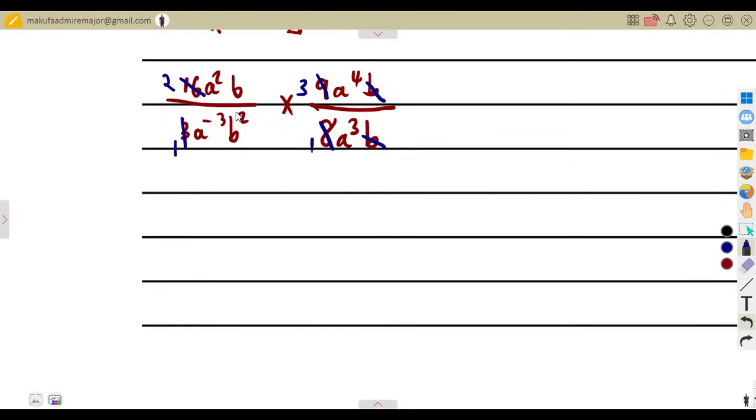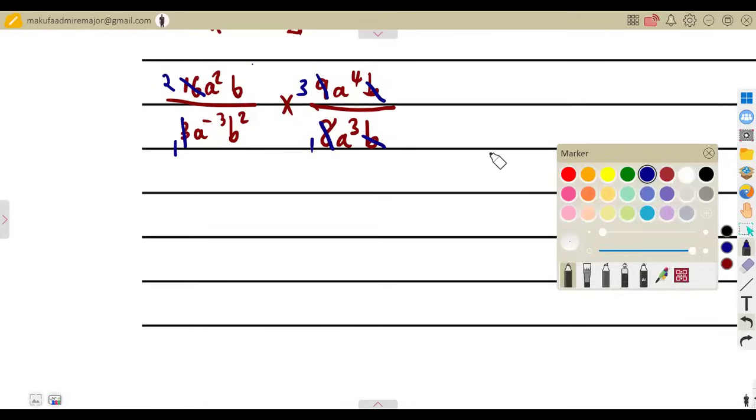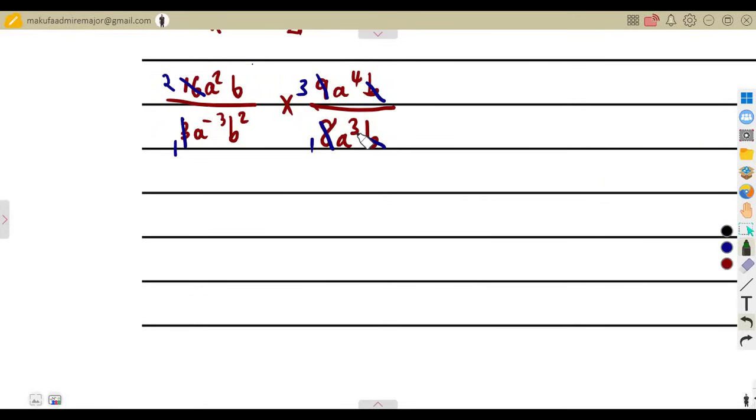Okay. The other thing also is that, you see, guys, it's true that you're supposed to use the laws of exponents. Very, very true. But sometimes you can even cancel. There are 3 A's here. It's like this: A times A times A. On top there are 4 A's: A times A times A times A. There are 4 of them.